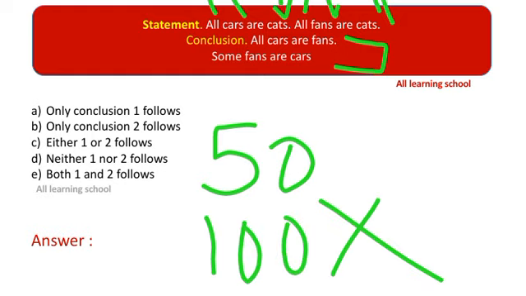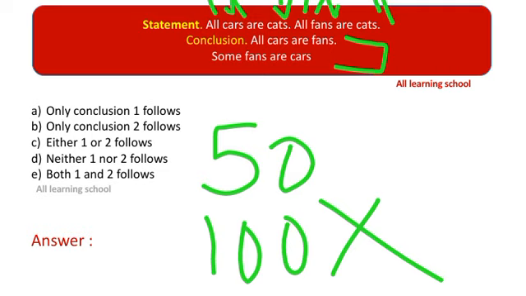So these two statements cannot be merged. Now we will solve them by exceptional case. According to exceptional case, a possible conclusion is one that contains two words from a single statement. First conclusion is all cars are fans. Cars are present in the first statement, fans are present in the second statement.